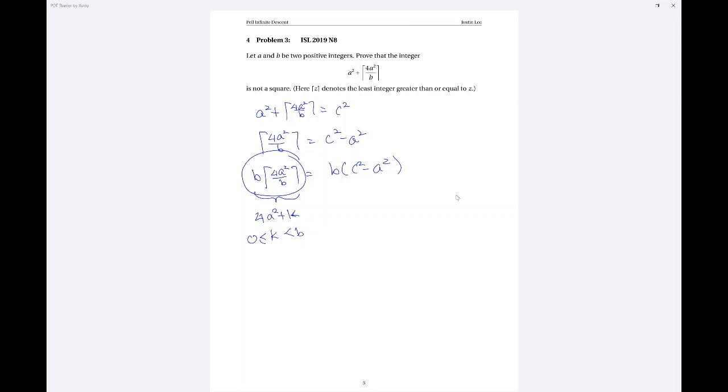So now we have 4a squared plus k equals b times c squared minus a squared. Rewrite this. It's a Pell equation in terms of c and a, where b is the coefficient. So this is the Pell equation we get: b c squared minus (b plus 4) a squared equals k.